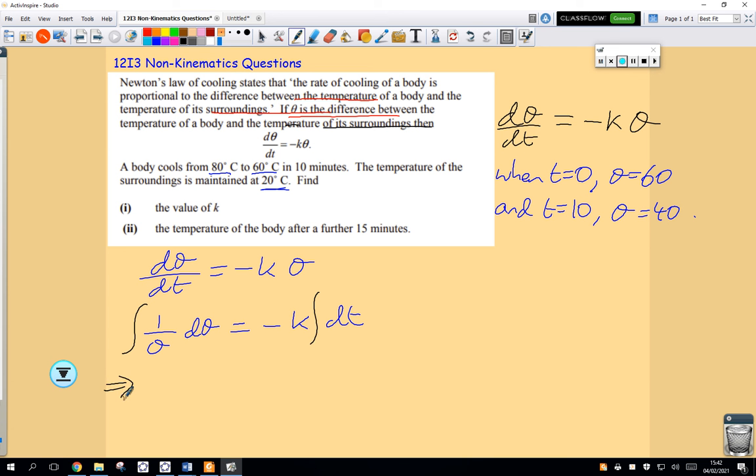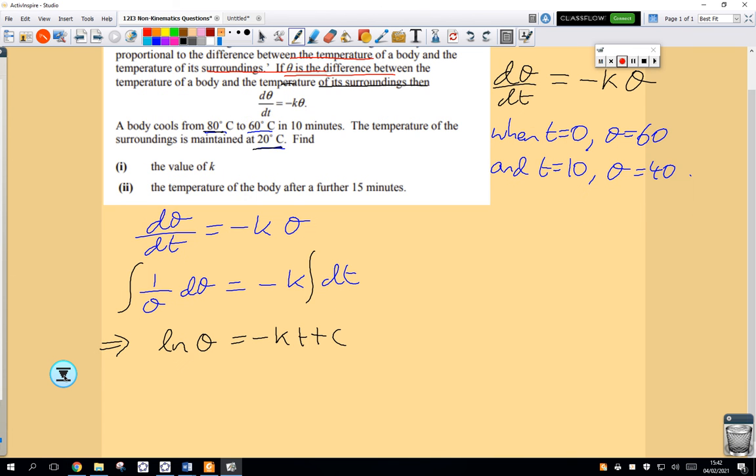The antiderivative of 1 over theta with respect to theta is the natural log of the absolute value of theta. Now here, as the body cools from a higher temperature to 20, the difference between the temperature of the body and the temperature of the surroundings is always going to be positive, so I don't really need my absolute value brackets in this case, as the natural log of theta is going to be equal to negative kt plus the constant of integration c. Okay, so there's my general solution.